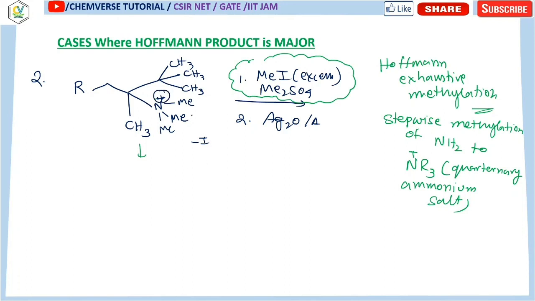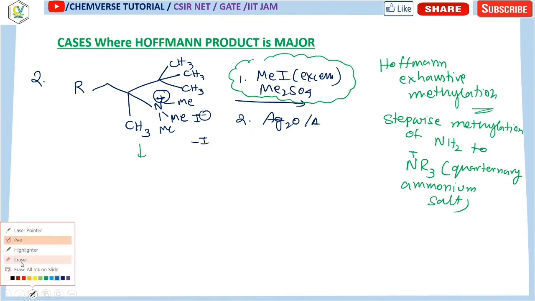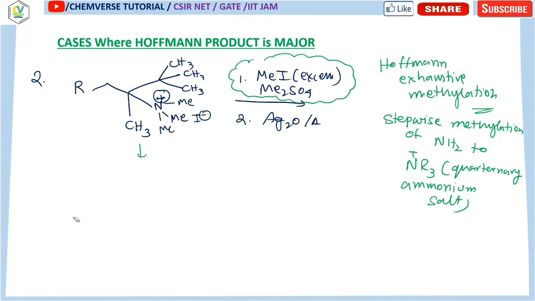Now this iodide will remain in proximity with this cationic species. That means the quaternary salt is obtained. In this way, the Hoffman exhaustive methylation performs the formation of the quaternary ammonium salt. Now this quaternary ammonium salt, if you take a look at the structure, behaves as a good leaving group. And now it has some possibilities. That means it can abstract a proton from this carbon because it is the adjacent carbon, and it can abstract a proton from this one. This side there is no proton.